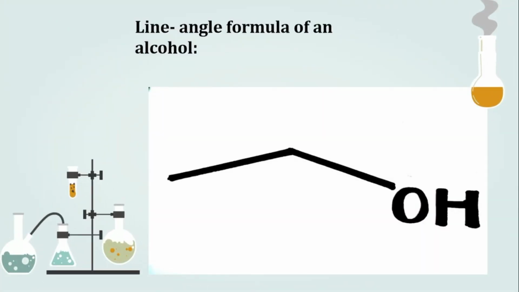The last one is the line-angle formula of an alcohol. In this structural formula, as you can see, there is a line, and only the OH can be seen. The line represents the carbon-to-carbon bond, and a carbon atom is understood to be present at every point where lines meet and at the ends of lines. So this is where the lines meet, the vertices. This assumes there is a carbon here and a carbon here.